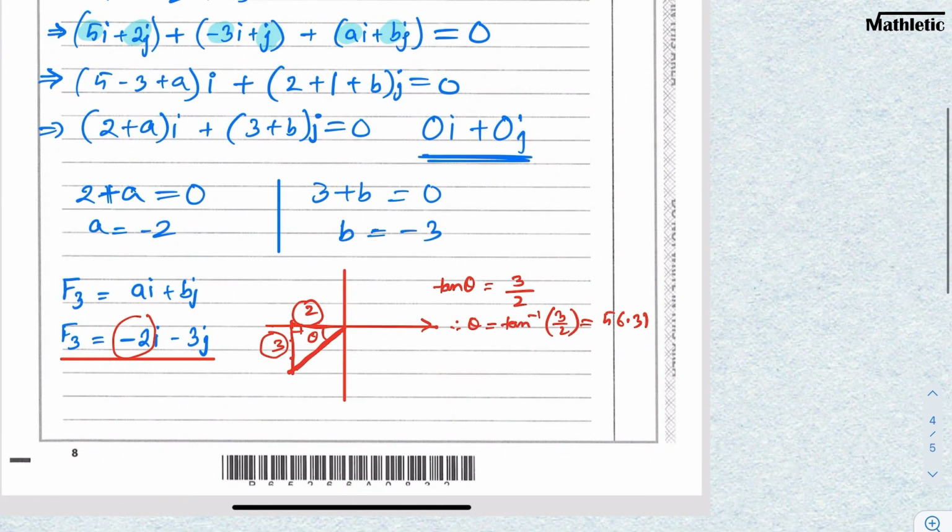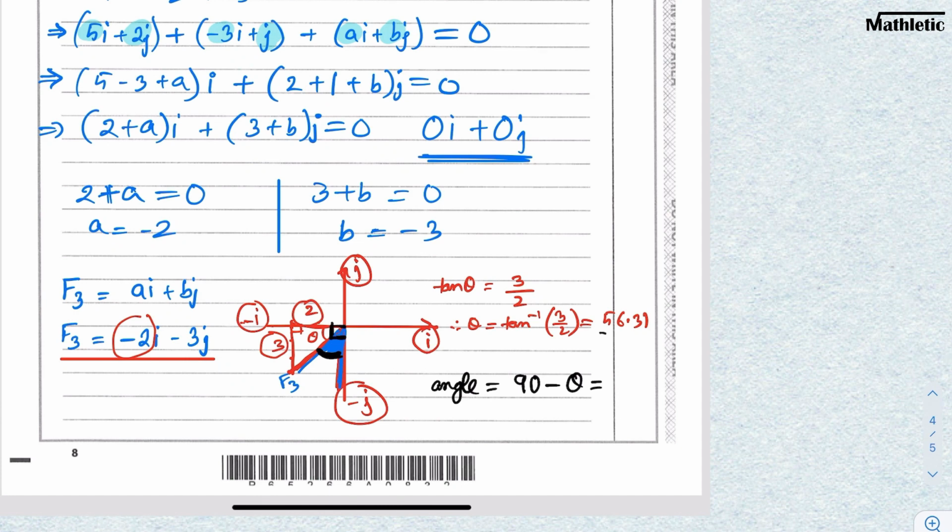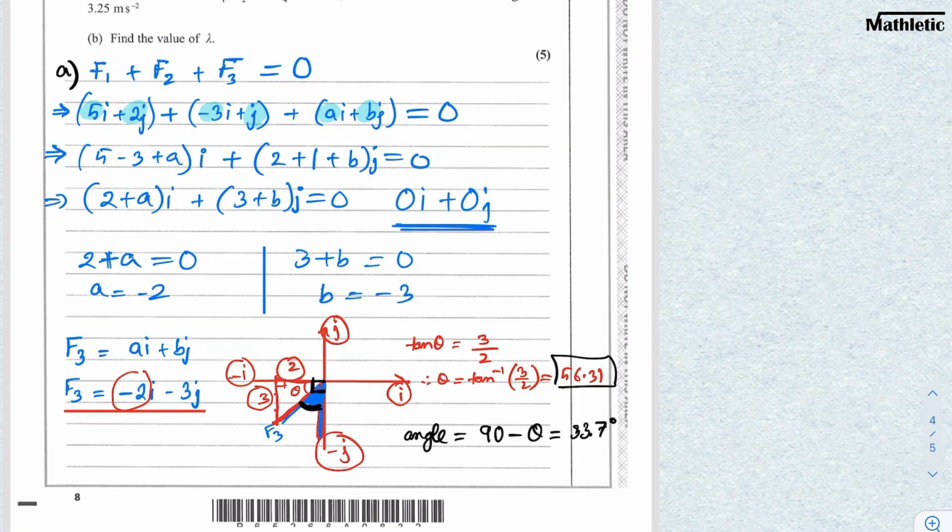So it's like we have positive i at the right side, negative i, then positive j, negative j, this axis. If we need to calculate the angle of F3 with minus j, this is the angle we are talking about, and this total angle is 90. So the angle with the minus j should be 90 minus theta. So this is the theta. That will give us 33.7 degrees. So we are done with part A.